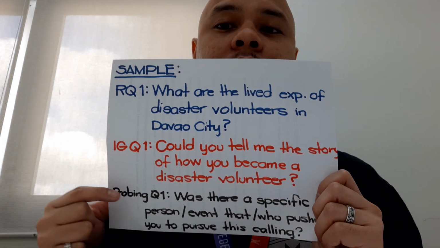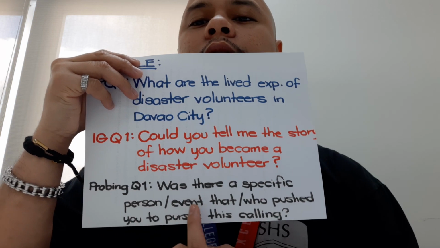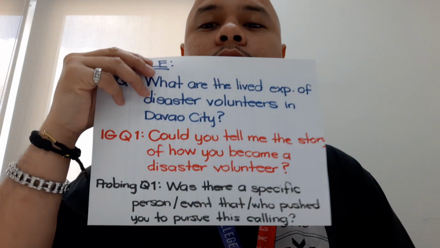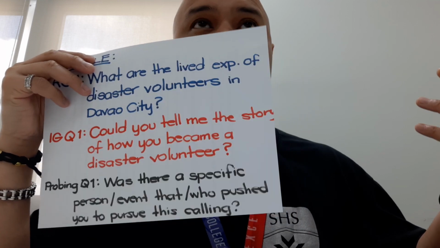Okay? Now, possible probing question. Was there a specific person or event who pushed you to decide to become a disaster volunteer, or to answer this calling? Okay, so by then they are going to tell you what specific events or which specific people influenced them. Again, that is just a sample, and your line of questioning may vary depending on the requirement of your research question and your study as a whole.